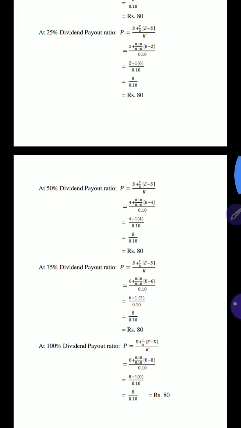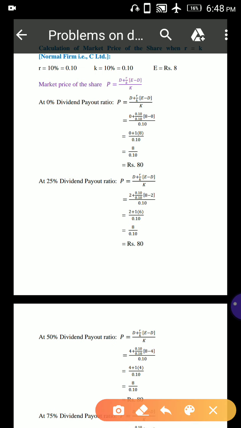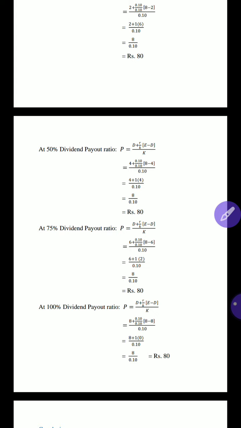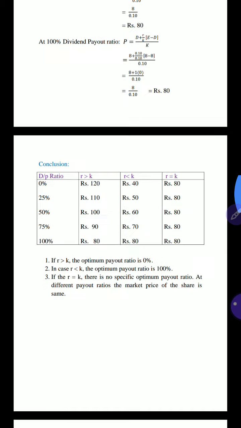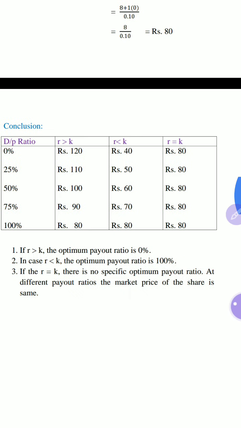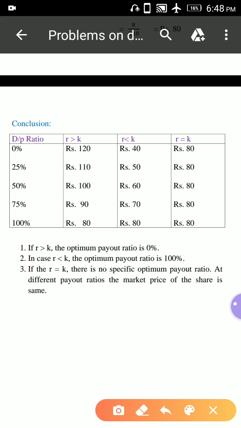Now see, if you observe, when R is equal to K, the market price of the share is the same, that is 80 rupees here, 80 rupees here, 80 rupees here, and 80 rupees here. Irrespective of dividend payout ratio, the market price of the share is the same. So we will draw a conclusion based on the calculation. See here, this is the conclusion. These are the answers we have already calculated.